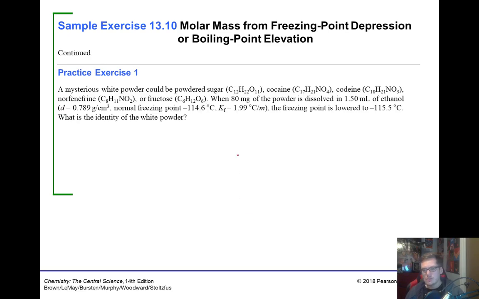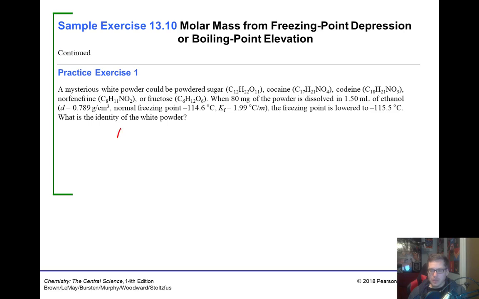So it says a mysterious white powder could be powdered sugar, cocaine, codeine, norepinephrine, or fructose. All right, so, ooh. When 80 milligrams of the powder is dissolved in 1.50 milliliters of ethanol, the freezing point is lowered to this value here. What is the identity of the powder? All right. So first thing we need to do is find the molality, right?